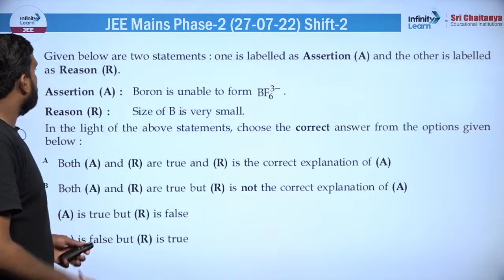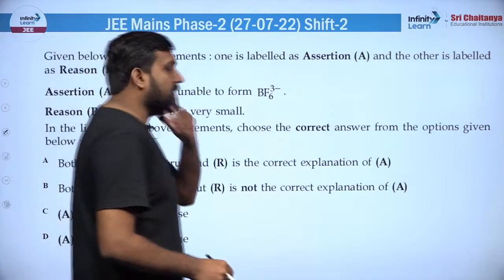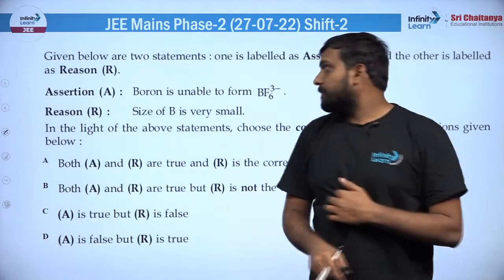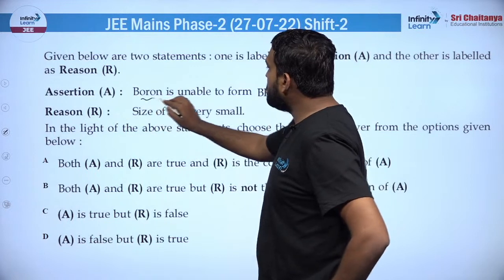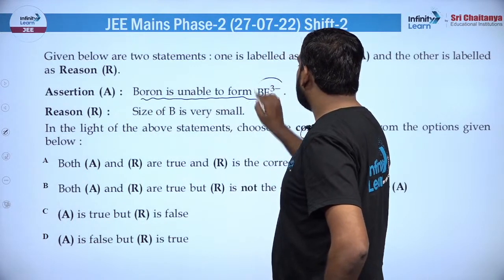Going to the next question. This again is basically an assertion-reason type question. So see what the statement is saying. The assertion is that boron is unable to form BF6 3-.